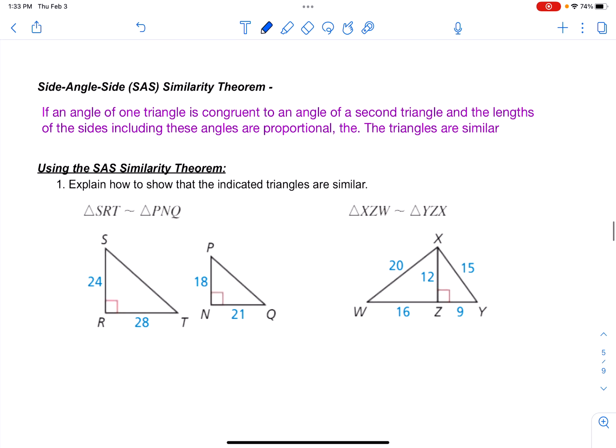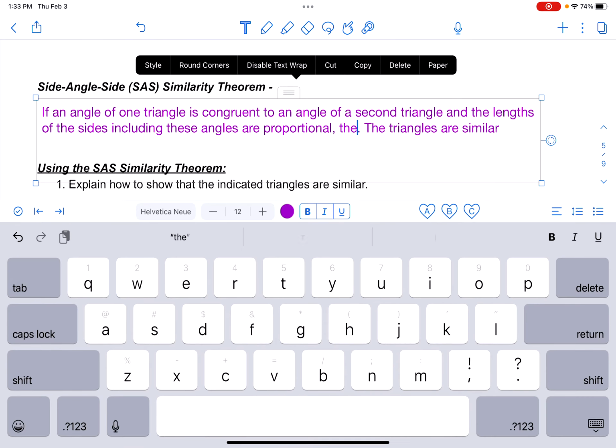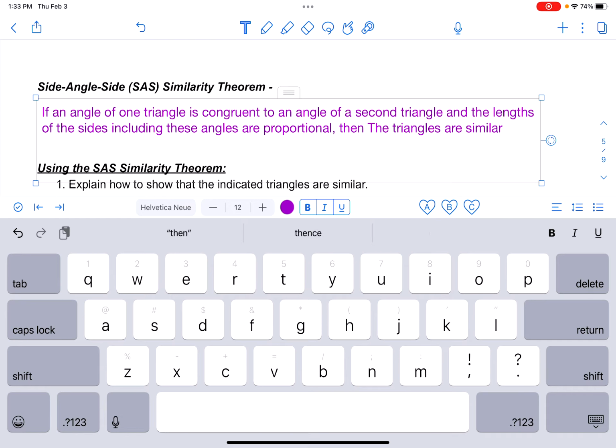All right, so then the other similarity theorem that we are going to go over today is side angle side. So again, we have covered this before when we were looking at our congruence statements. This states that if an angle of one triangle is congruent to an angle of a second triangle, and the lengths of the sides including these angles are proportional, then the triangles are similar. Sorry, there's a little typo there. That should say, then the triangles are similar. There we go.